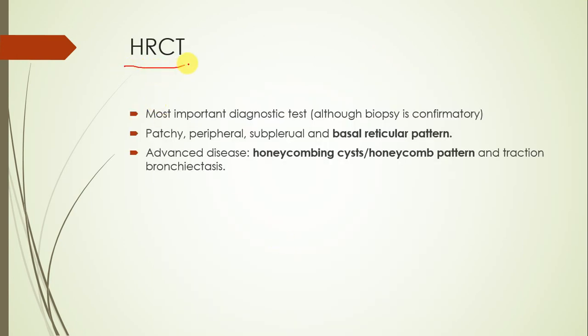After doing chest X-ray, we find the evidence of fibrosis, and if we want to see the fibrosis in a better way, we might do an HRCT, a high resolution CT scan. This is actually the most valuable diagnostic test in practice because it shows the classic pattern of idiopathic pulmonary fibrosis, which is present as a patchy peripheral subpleural basal reticular pattern. So obviously this is the most important part, basal reticular pattern.